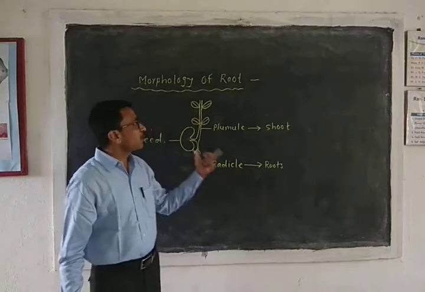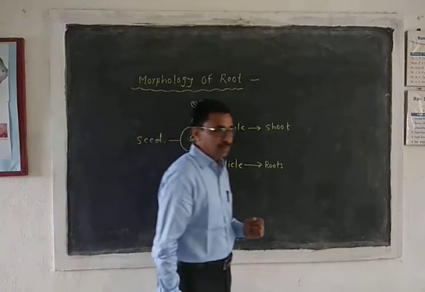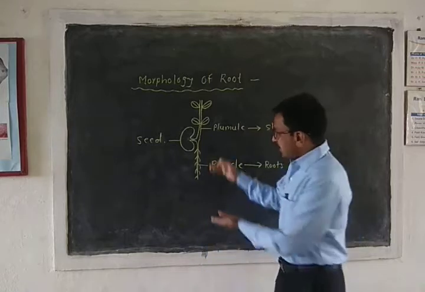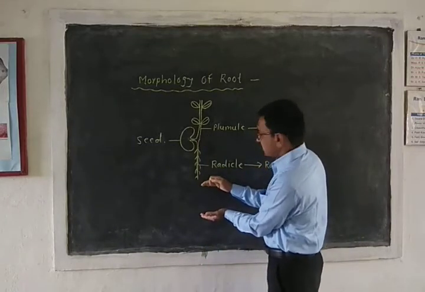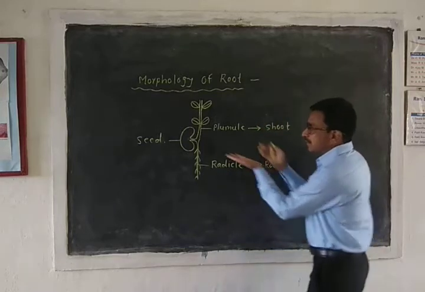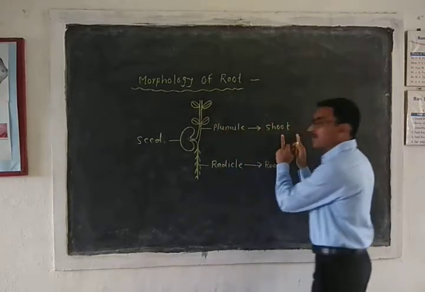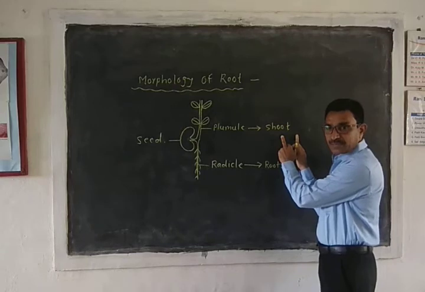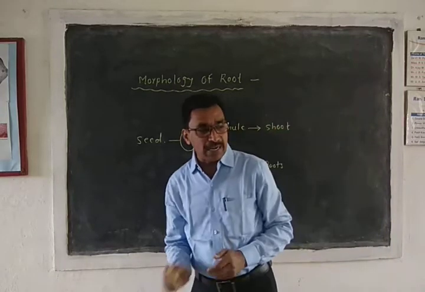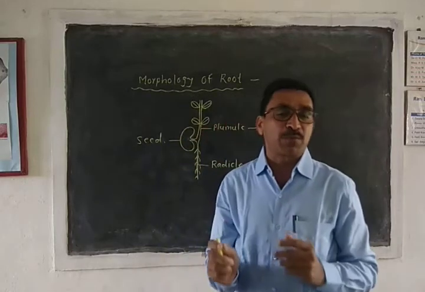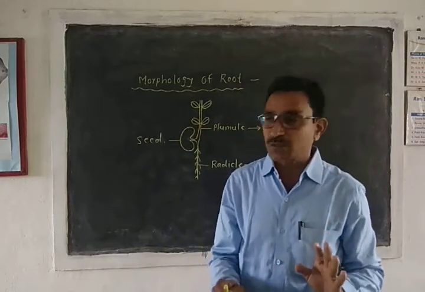In this way, the roots are formed. Now, see, this is the underground part. We call that root. This is the aerial part. We call that shoot. Okay. Now, our next point is the general characters of roots. Which are the general characters of roots?